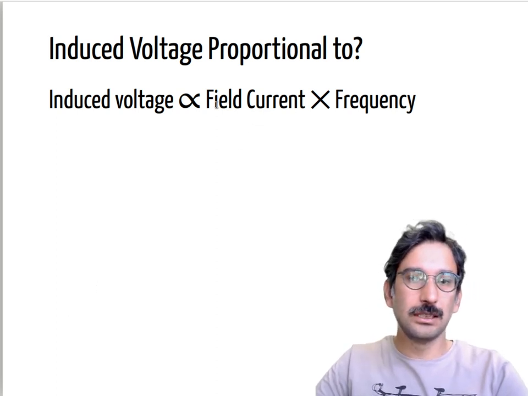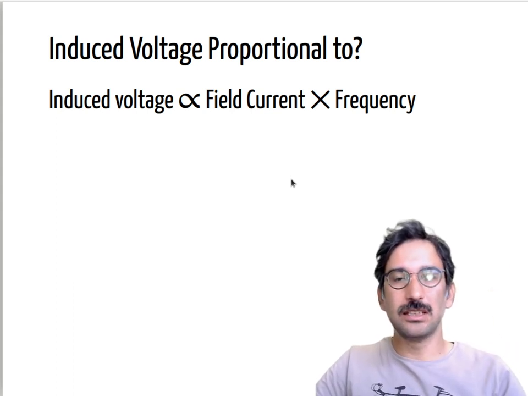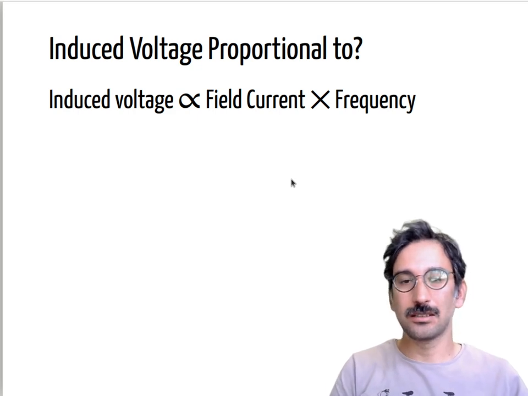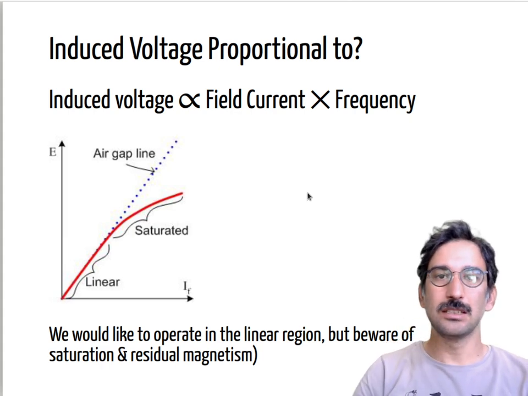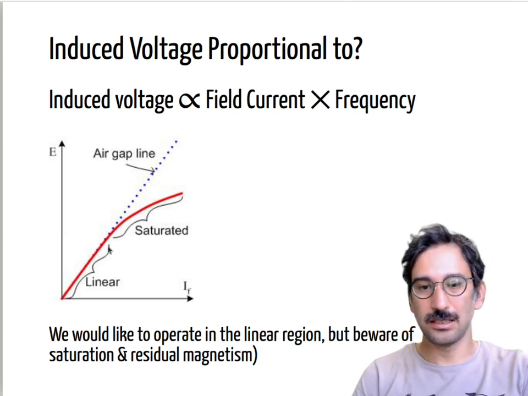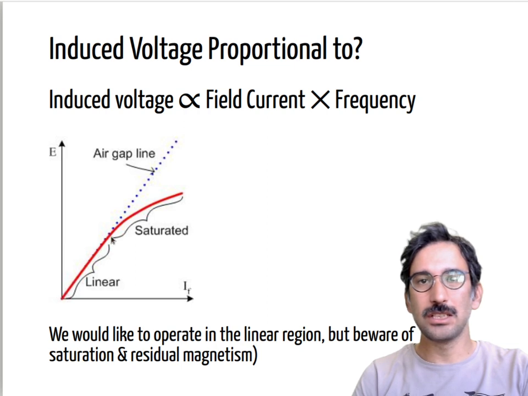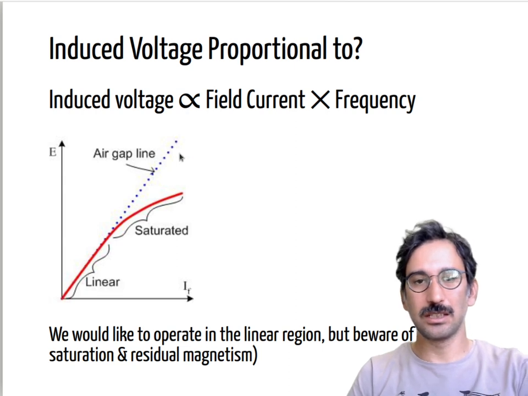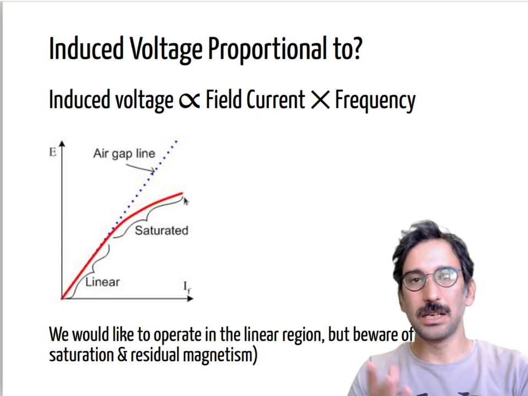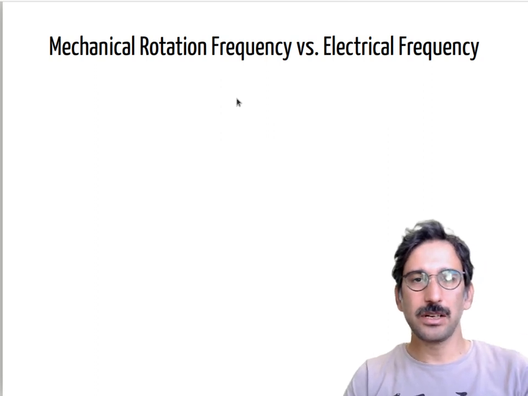And of course, there's some limit to the field current. It doesn't mean that if you increase the field current by 100 times you will automatically get 100 times the induced voltage. In practical cases there's always saturation and also residual magnetism. Most of the time we would like to operate the machine in the linear region anyway, to minimize losses and have a linear relation between the current and the voltage. But you need to be careful not to operate in a region where the magnetic core in the electric machine gets saturated.